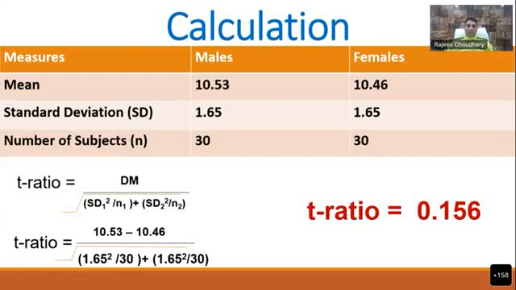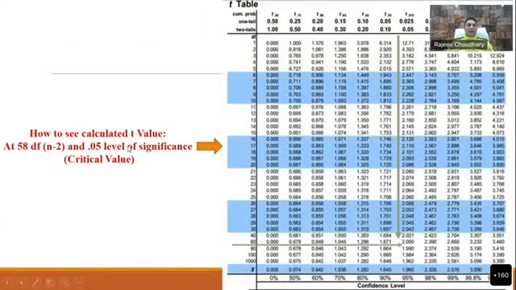So if we want to calculate manually, I will also demonstrate with the help of software. We can calculate this T ratio, and in this hypothetical example, the calculated T ratio is 0.156. Then the question arises: how to draw conclusions? We have to compare this calculated value with the tabulated value. How to see this tabulated T value at 58 degrees of freedom?